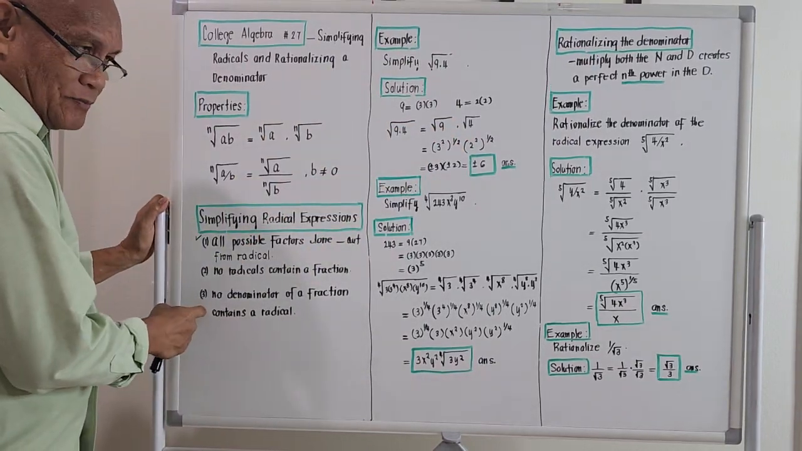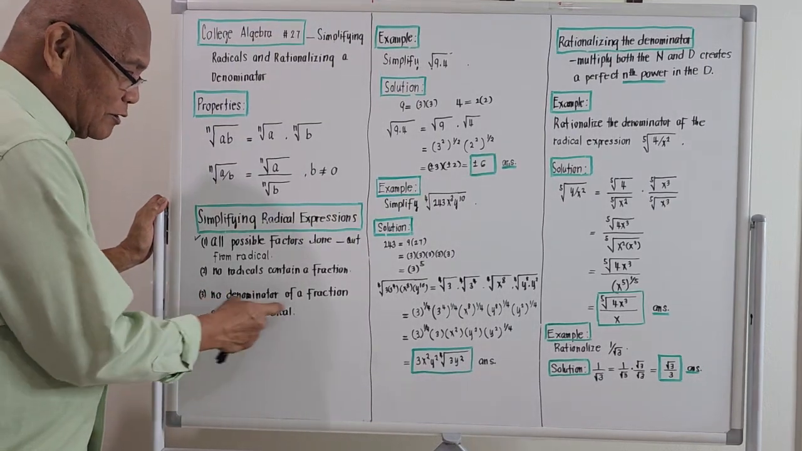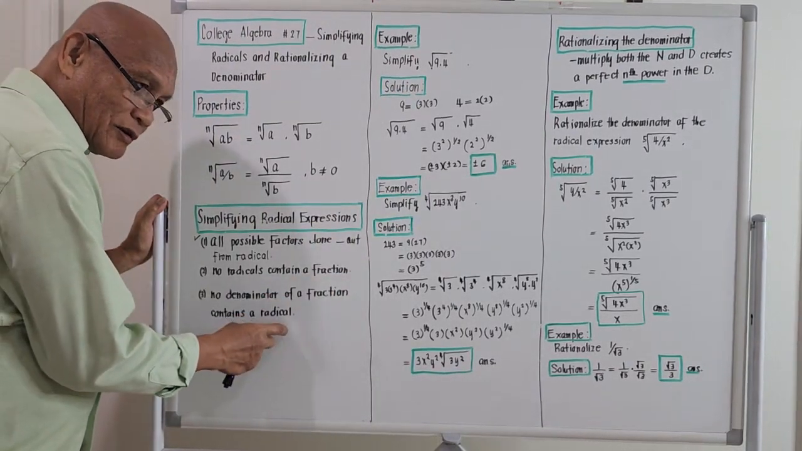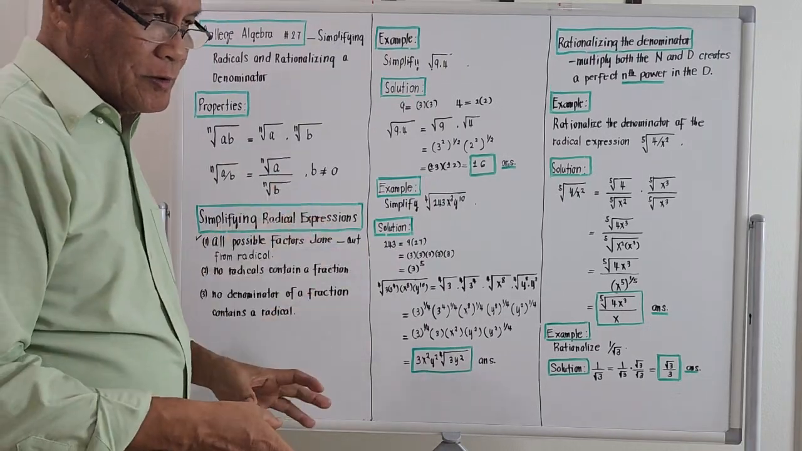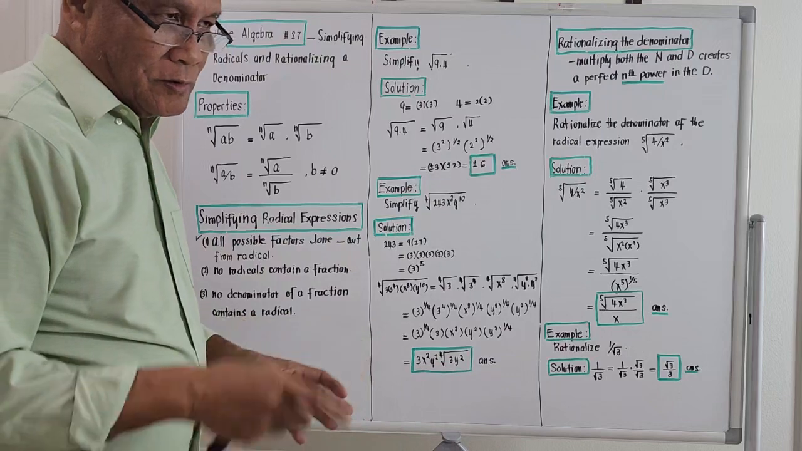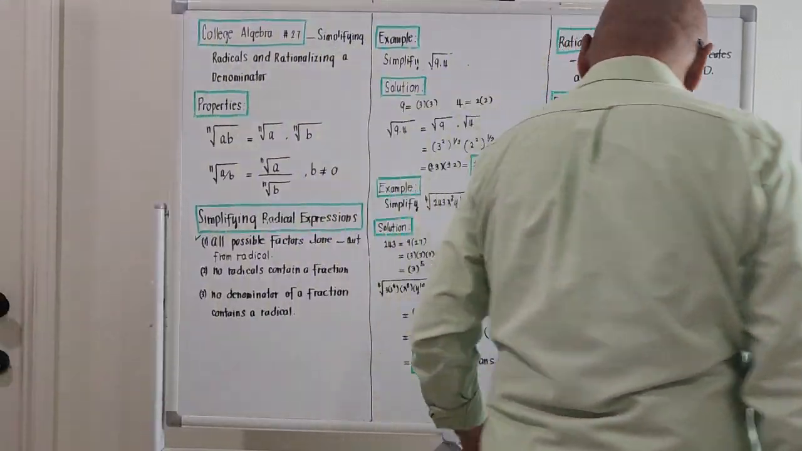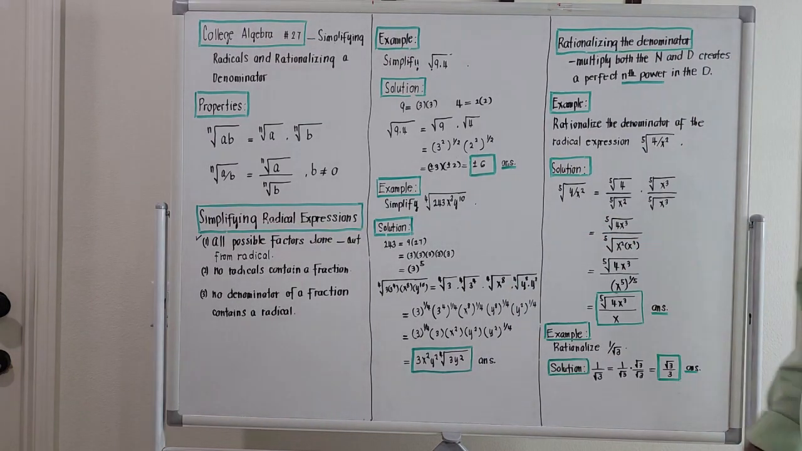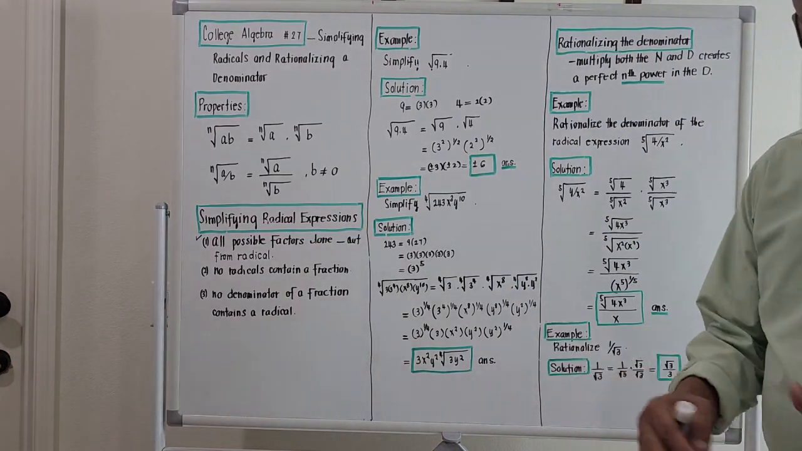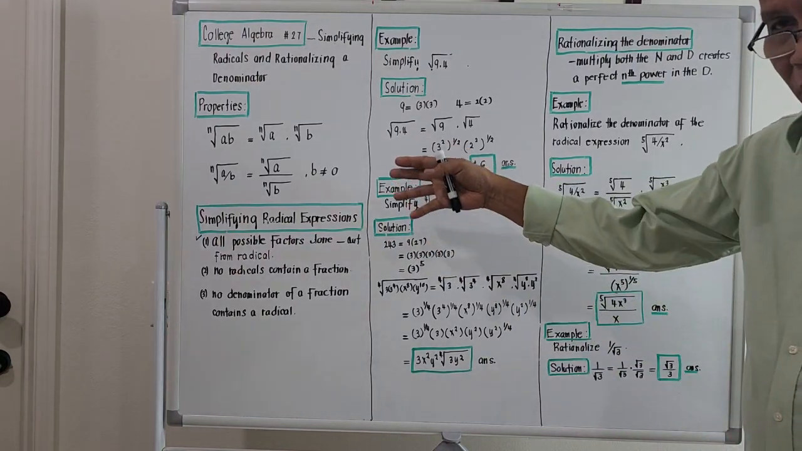And condition number 3: no denominator of a fraction contains a radical sign. So if there is still a denominator, there should be no radical sign in that denominator. Okay, let's try to bring out an example. This is an easy one. This has been coming out from the short videos online on YouTube. There are lots of these, okay?